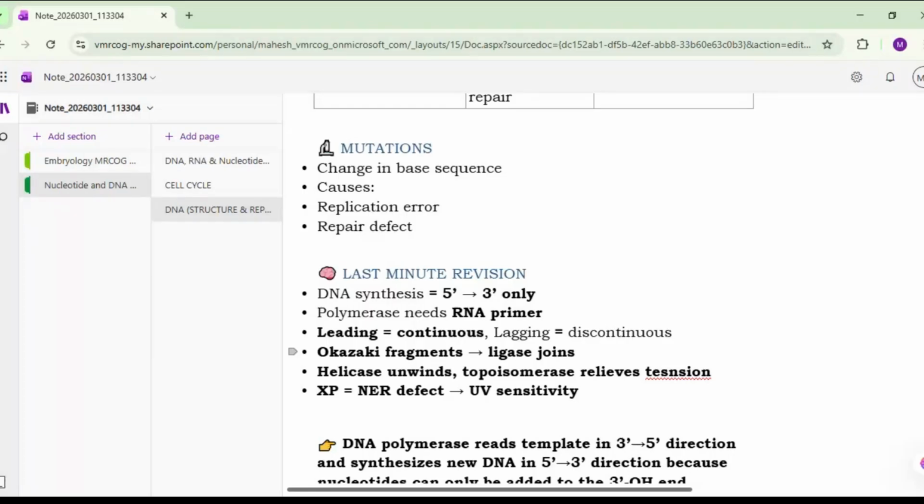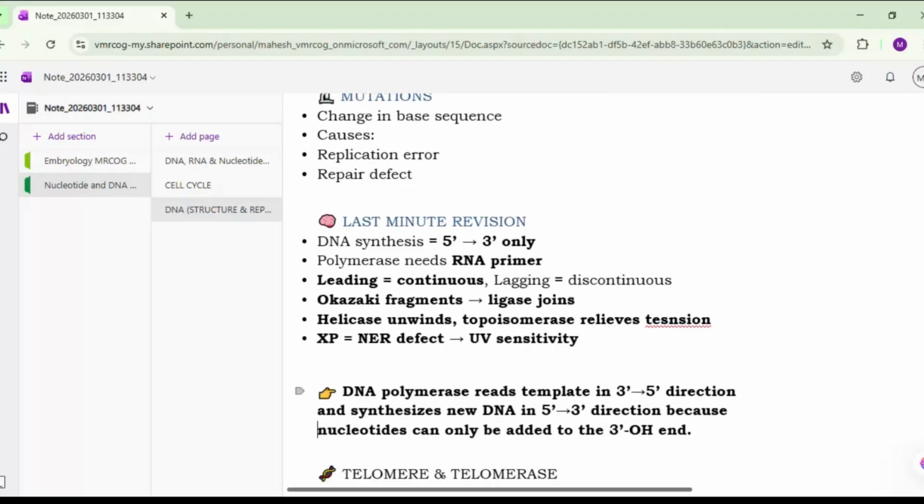Okazaki fragments are joined further by the ligase. Then helicase will cause unwinding. Topoisomerase will relieve the tension, and xeroderma pigmentosum is because of the NER defect, and it causes UV sensitivity.